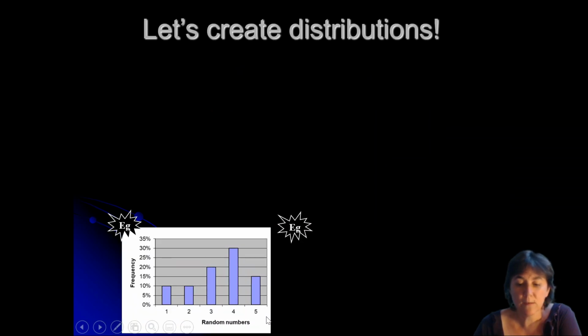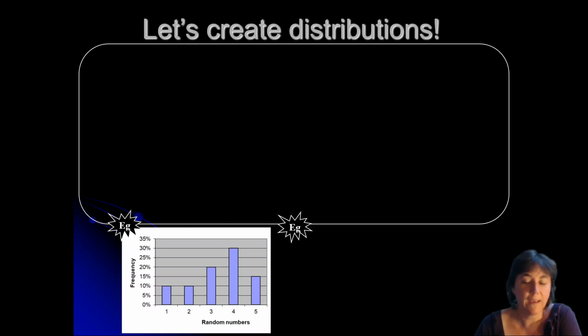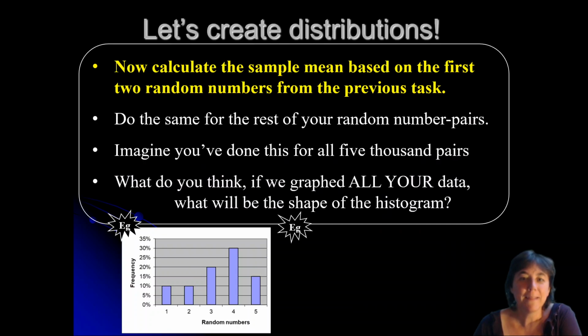Now, let's do something different. Let's create another type of distribution. And sorry, again, I showed the solution. But now, let's calculate the sample mean based on the first two random numbers from our previous task. Okay, so this is the task. Just take the first two numbers. For me, it's 1 and 4. And average it down. So that's 2.5. Do the same for the rest of your random number pairs.